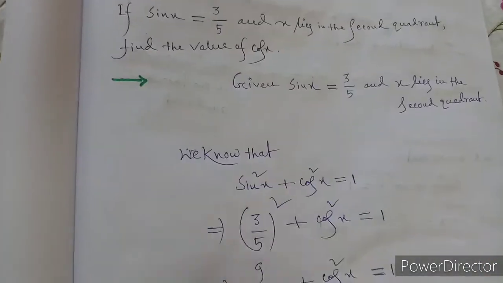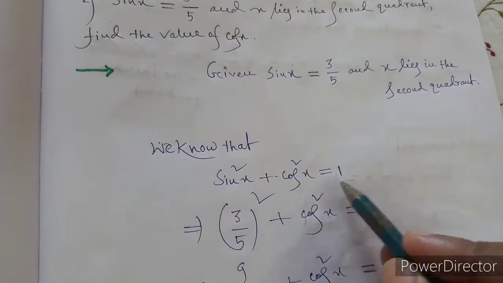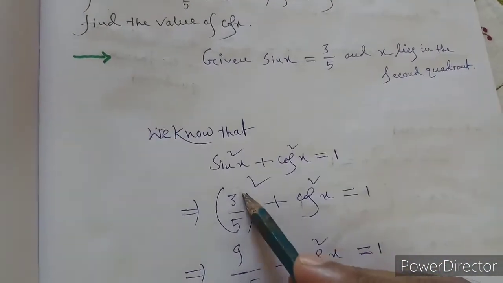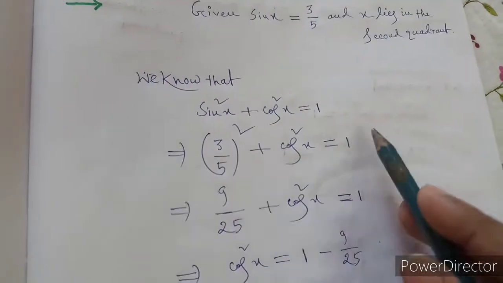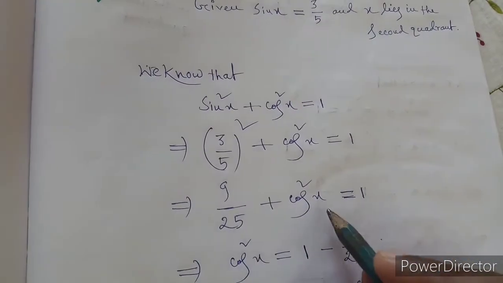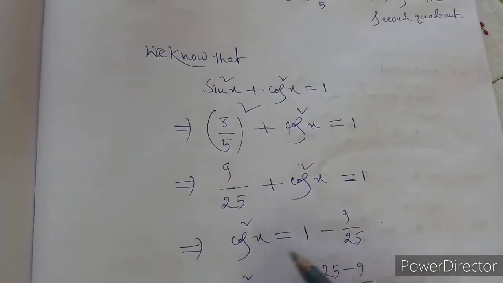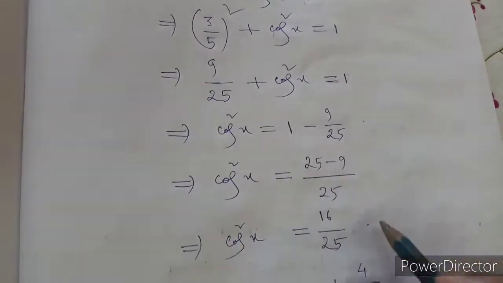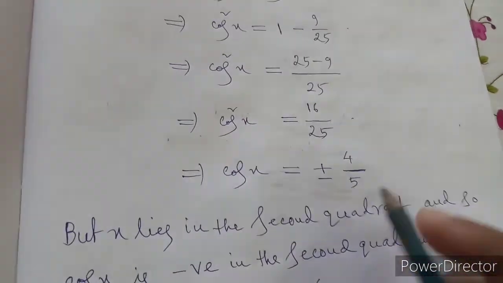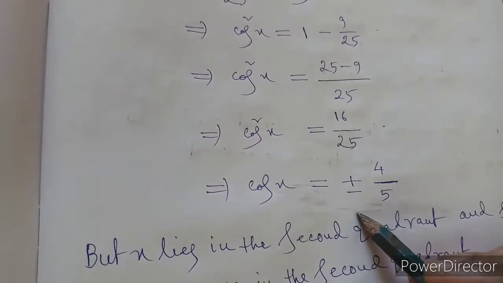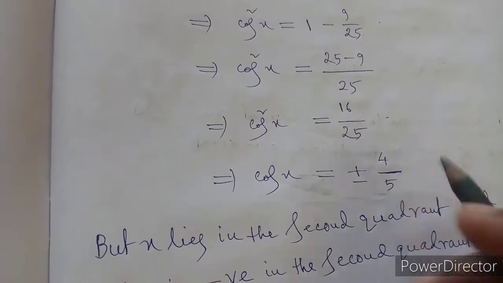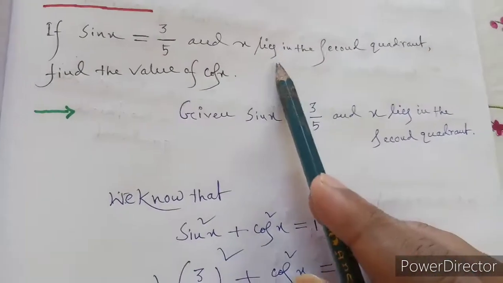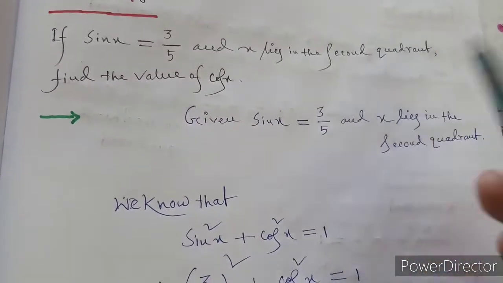We know that sin square x plus cos square x equal to 1. So sin x equal to 3 by 5, put it. So 3 by 5 whole square plus cos square x equal to 1. So 9 by 25 plus cos square x equal to 1. So cos square x equal to 1 minus 9 by 25. So cos square x equals 16 by 25. That means cos x equal to plus minus 4 by 5. See this calculation. Now in your question, it is given that x lies in the second quadrant.